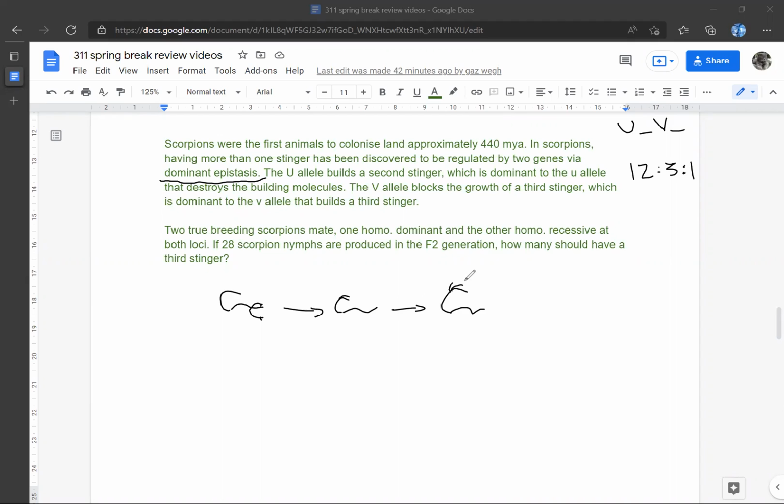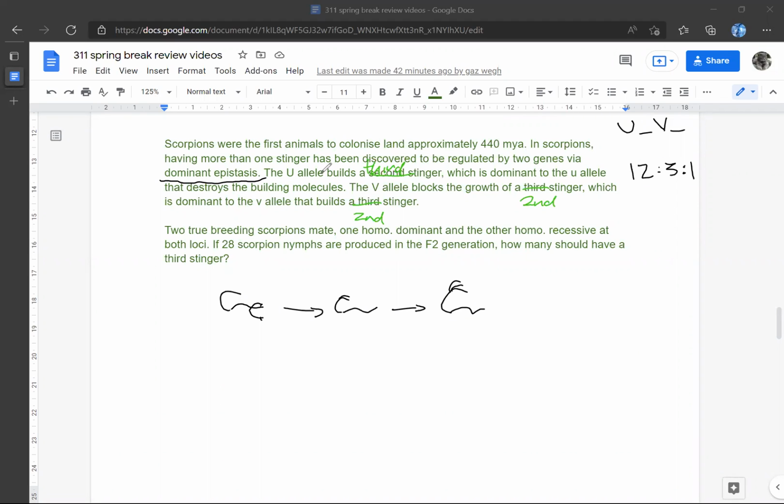Wow. Okay. So let's see. The capital U allele successfully builds a second stinger. Let's get another color. So the capital U allele successfully builds another stinger. I think I also mixed this one up. So let's say that this is going to be a second stinger, this second, this third, and that's obviously pertaining to the third.